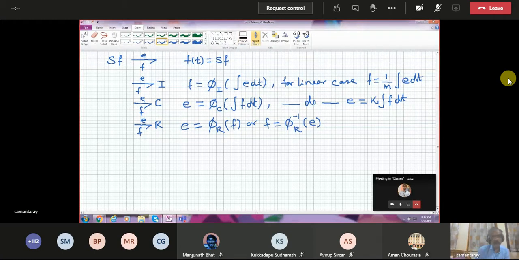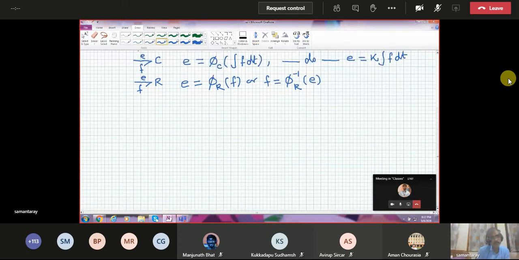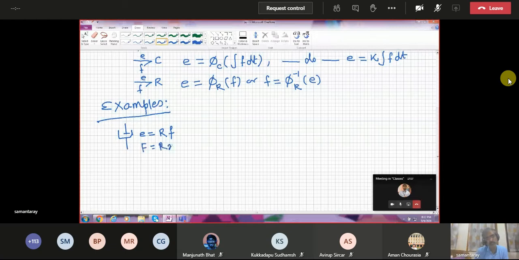So examples of this R element. Simple damper. Here E is whatever damping parameter times F. That's what is known. That is, force is R times x dot. You have simple resistance, E is RF, same as E is equal to phi R.